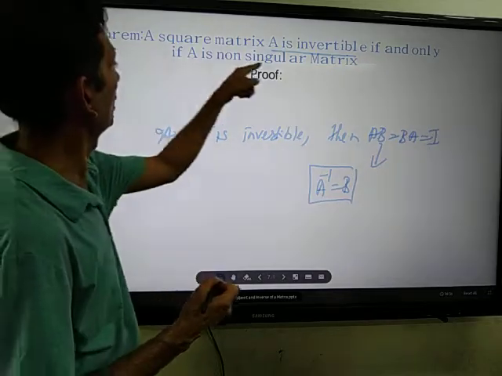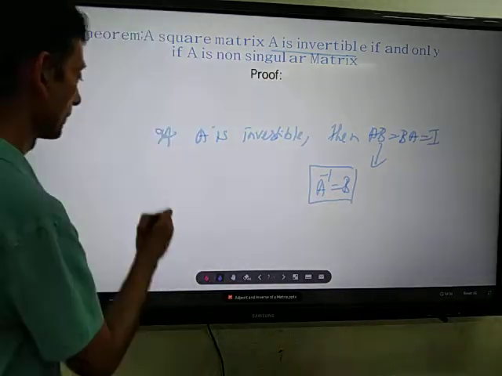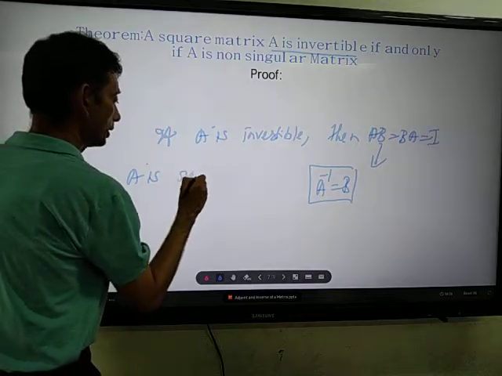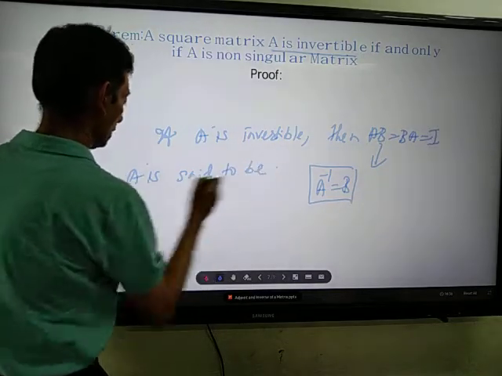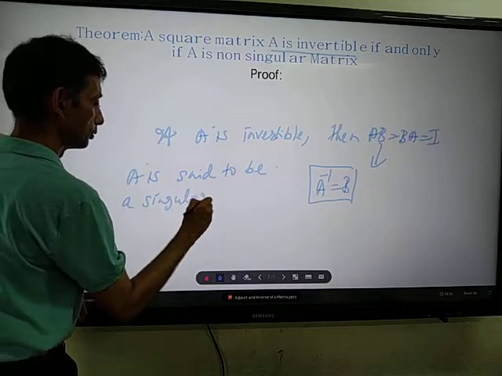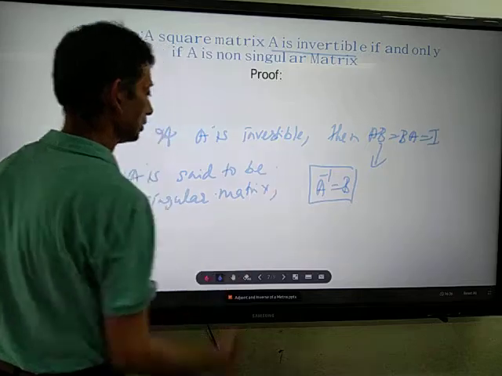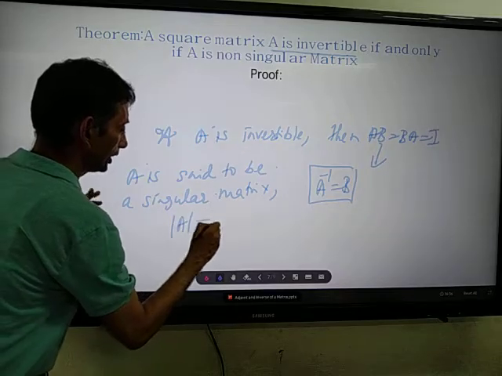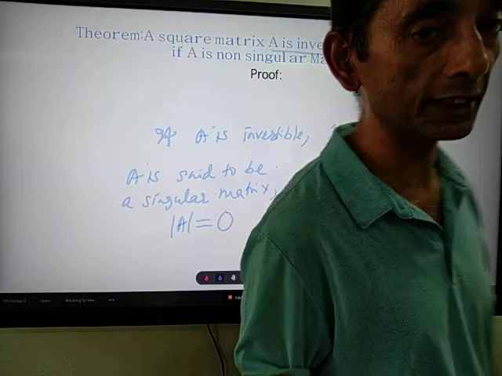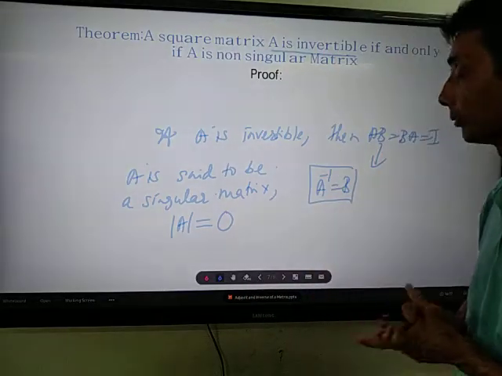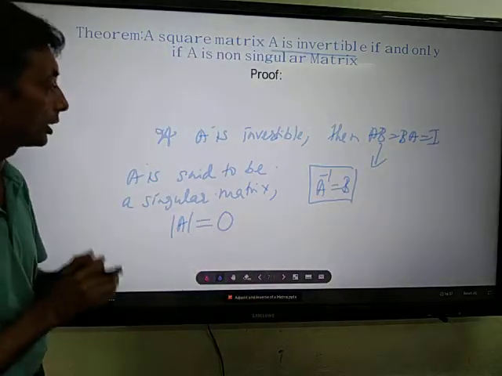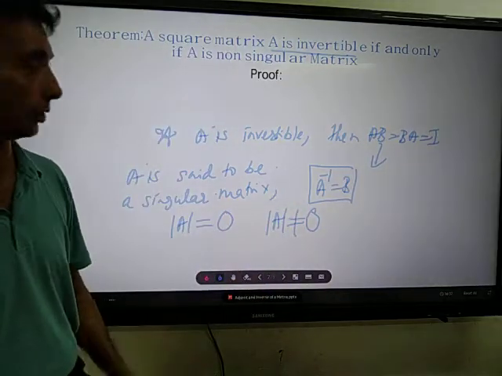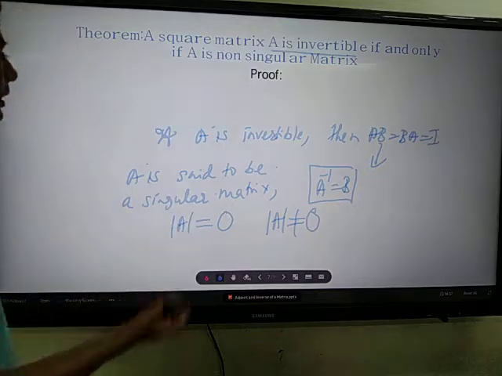Next, let us learn another concept. What is a singular matrix? A square matrix A is said to be singular in case determinant A is equal to 0. And what is a non-singular matrix? A square matrix A is said to be non-singular in case determinant A is not equal to 0. These are the previous concepts needed to understand this theorem.